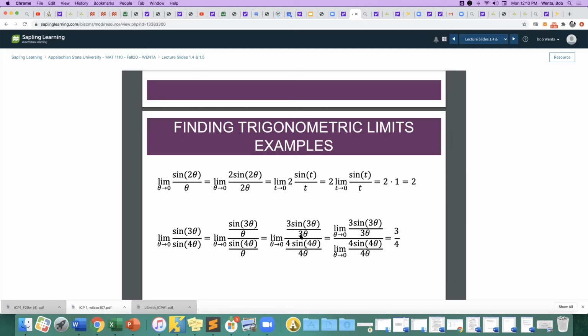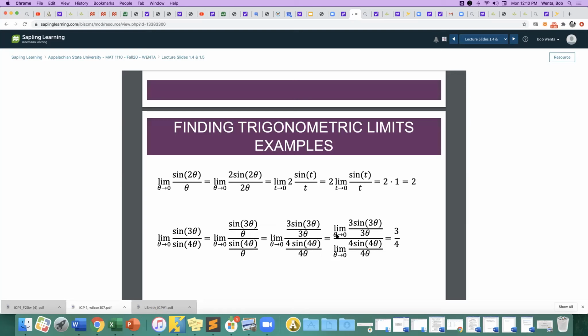So in this case, they multiplied the bottom by 3, so they had to multiply the top by 3 outside. Then they multiplied the bottom by 4 to get 4 theta, and then they had to multiply the top by 4. So you end up with sine of 4 theta over 4 theta, that's 1. So you've got 4 times 1. And up here you've got 3 times 1. As a result, you end up with 3 divided by 4.